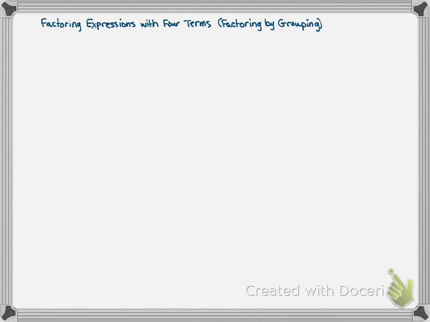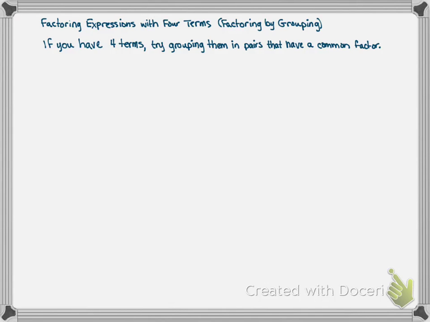We're going to look at one more method for factoring. So factoring expressions with 4 terms, and generally this method is called factoring by grouping. So if you have 4 terms, try grouping them into pairs that have a common factor. Each term in the pair must have a different exponent on the x term. And I have x term in parentheses because it could be any variable.